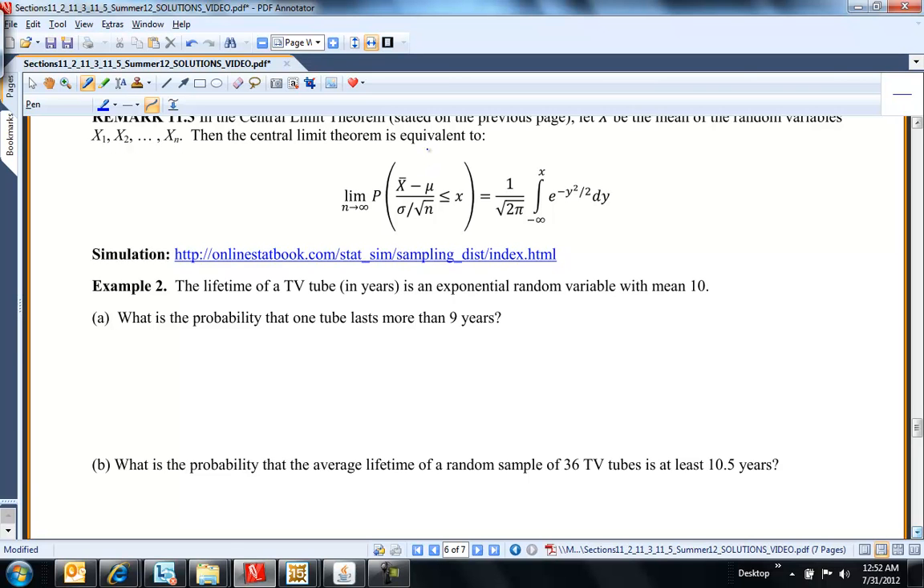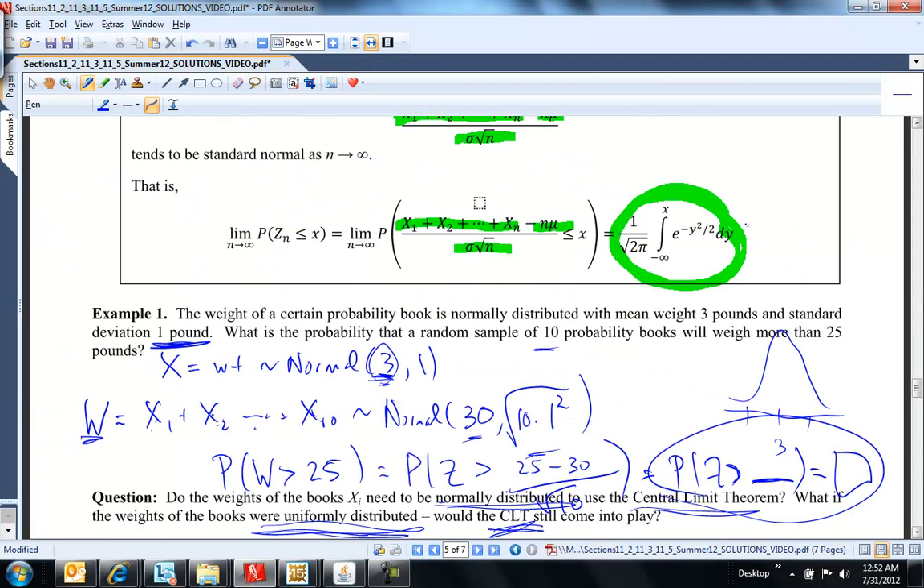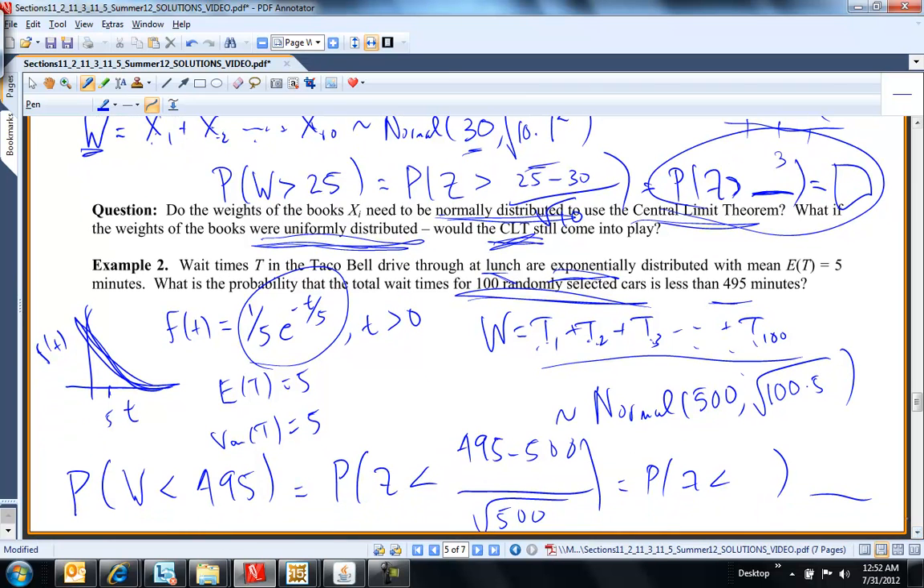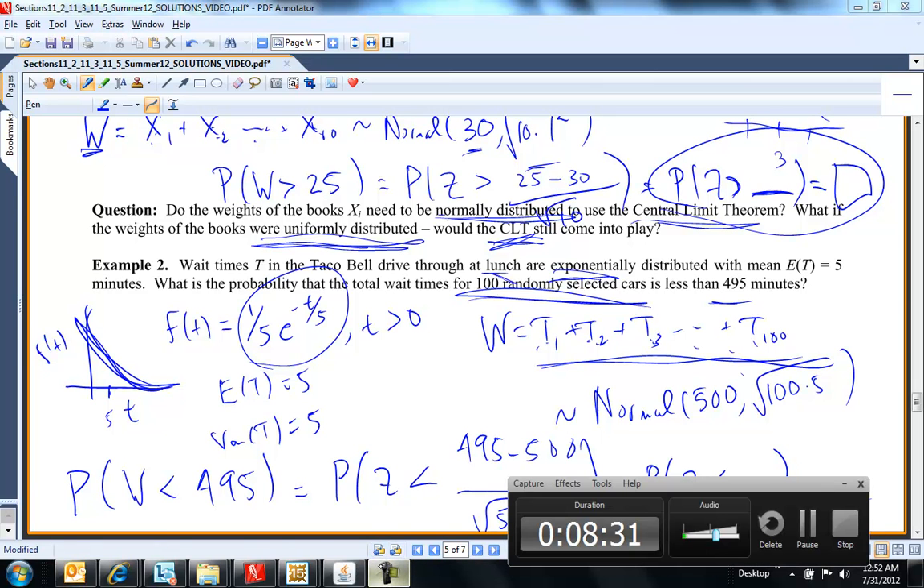Now we're going to look at the distribution of x bar instead of the sum of x's. Instead of saying what's the probability that the total time is less than 495 minutes, I'm going to say what's the probability that the average time, so if we took 100 cars and we average their total time, it's the same question pretty much, except we're asking about averages instead of sums. So there's just a slight difference. So I'll show you that in the next video.